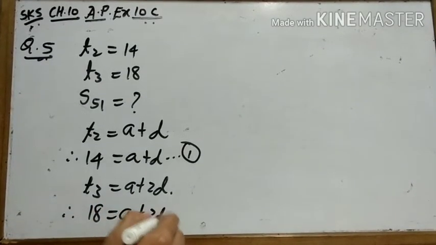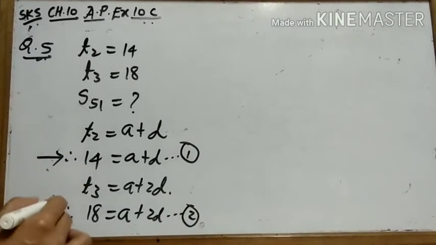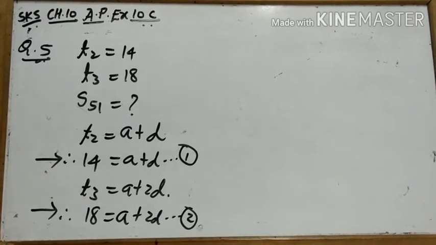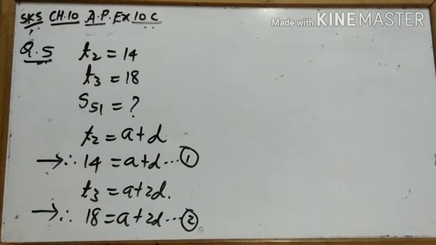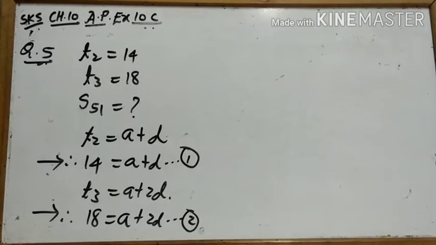a plus 2d is 18. Now you can solve equations 1 and 2. If you solve equations 1 and 2, you will get the value of a, and you will get the value of d on substitution. Once you get a and d, you can find out S51 using the first formula of Sn.